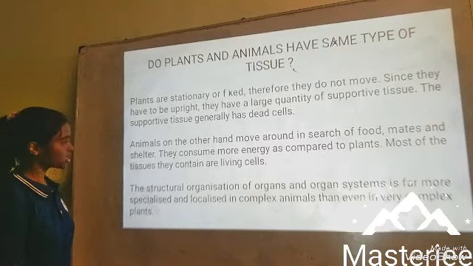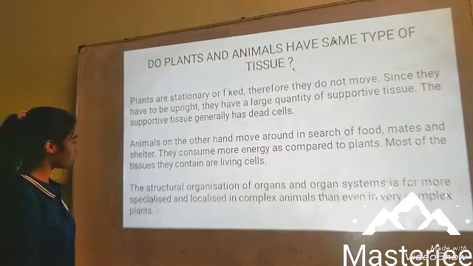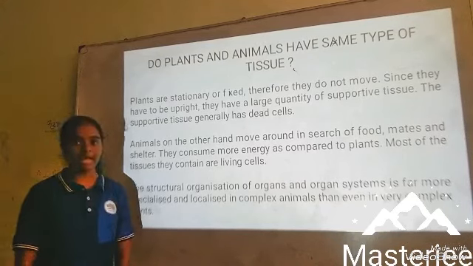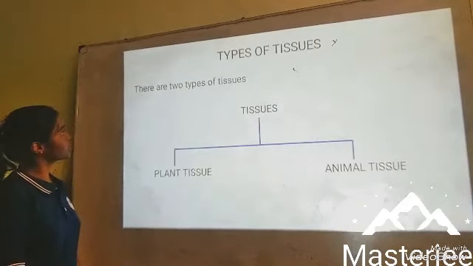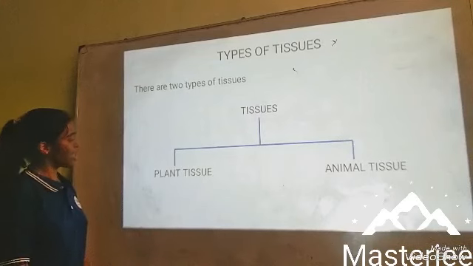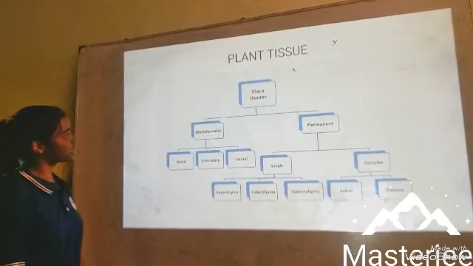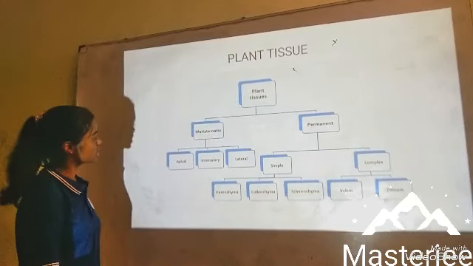The structure and organization of organs and organ systems is far more specialized and localized in complex animals than in complex plants. Types of tissues. There are two types of tissue, plant tissue and animal tissue. Plant tissues are categorized into meristematic tissue and permanent tissue.